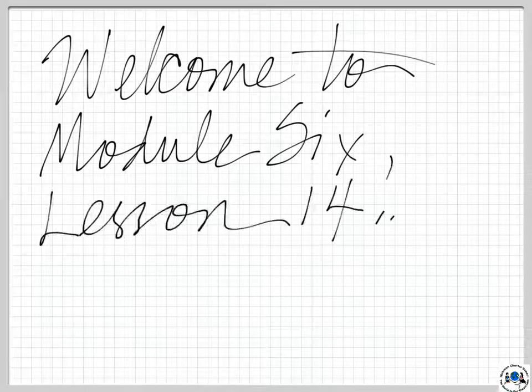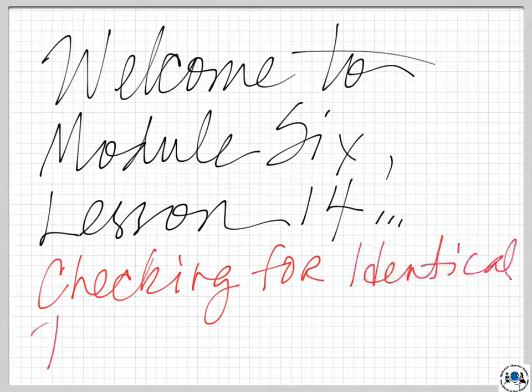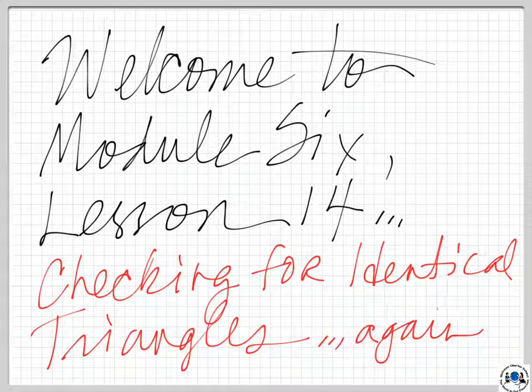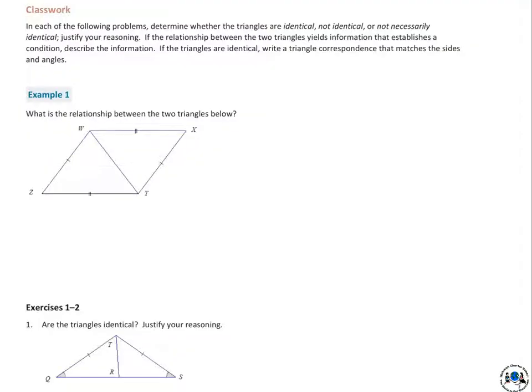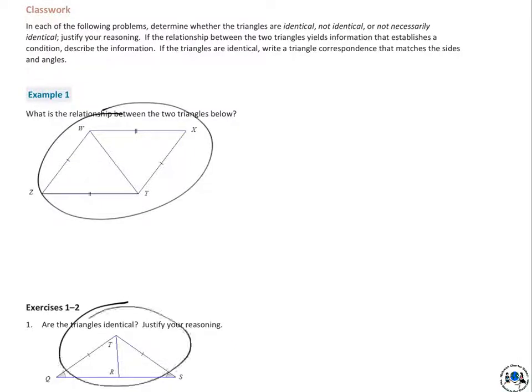Welcome to Module 6, Lesson 14, checking for identical triangles again. A little bit different in contrast to Lesson 13, where you actually examined pairs of distinct triangles. The triangles in this lesson are going to be attached in some way, shape, or form, as you can see here. Both of these examples are sharing sides, so therefore they are attached.